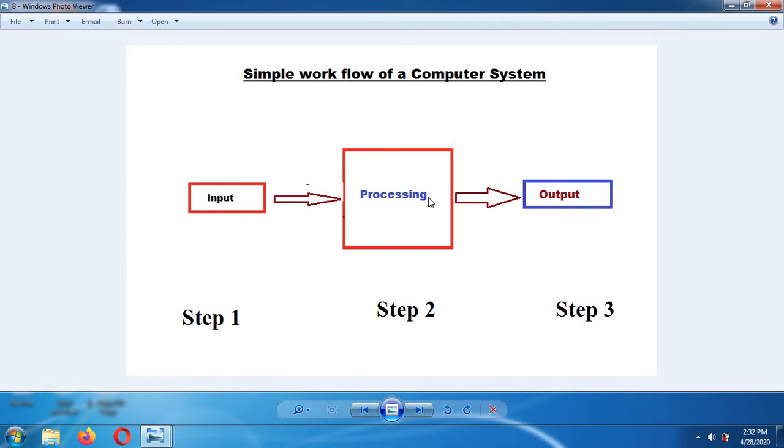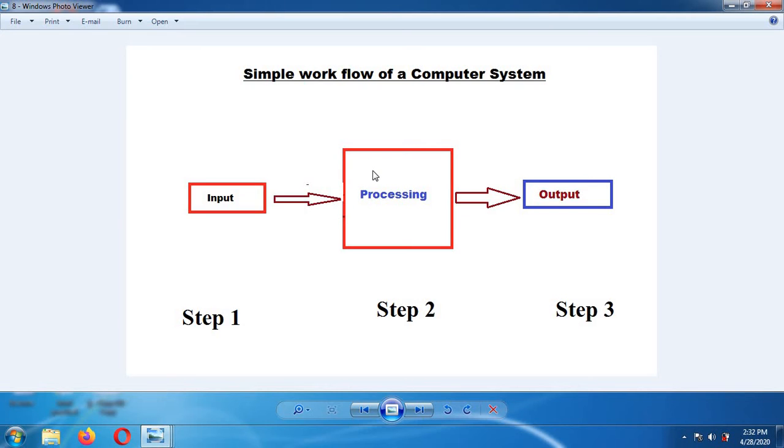In the second step, the CPU takes that data and applies some operations like addition, multiplication, and logical operations, right? These types of operations are performed inside the CPU.